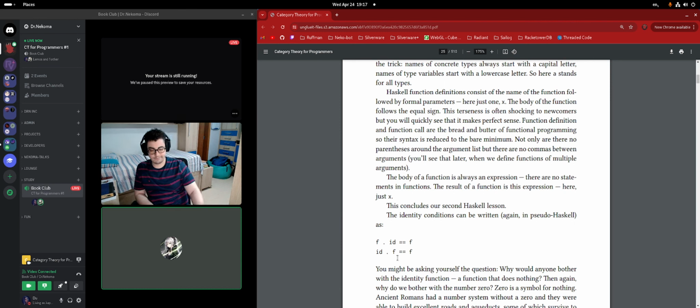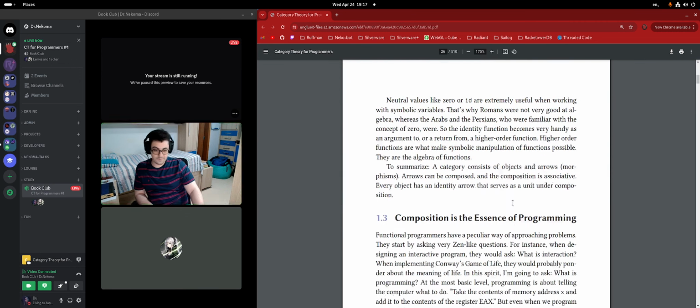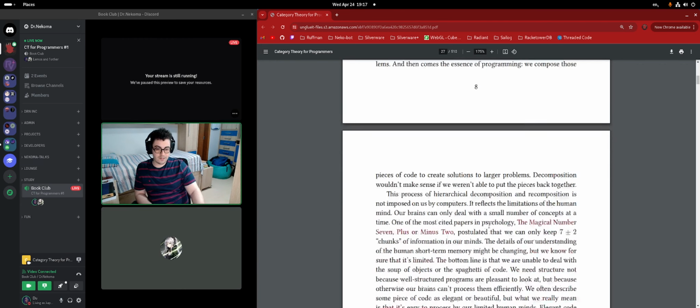Yeah, but that's like solving the halting problem. You can't really have that. But this is pseudo Haskell because of this equals equals here. No big deal. So then we go to composition as the essence of programming.